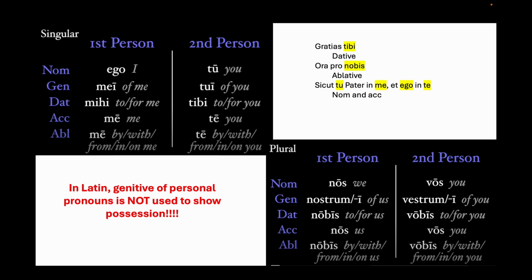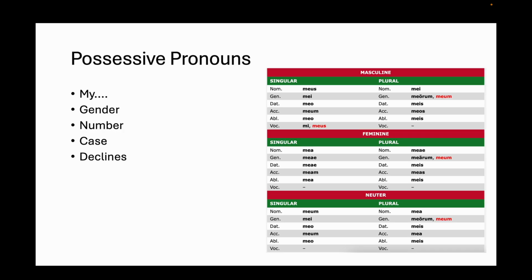So if we want to show possession using personal pronouns in Latin, we have to use the possessive pronouns. So here is the chart of the possessive pronouns for the first person singular. And again, you can see it gets quite complicated. Let me just turn on the laser pointer again. Masculine, feminine, or neuter, okay, depending on what the noun is.